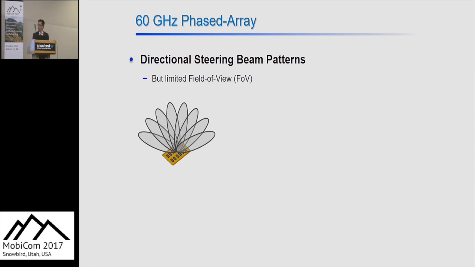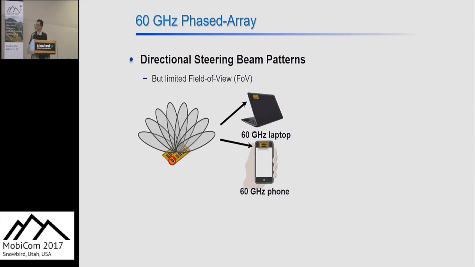First, this is due to the intrinsic half-space coverage of the patch antenna element. Second, the phased array is typically installed on one side of the mobile device, and the other side will suffer from severe attenuation due to device blockage.